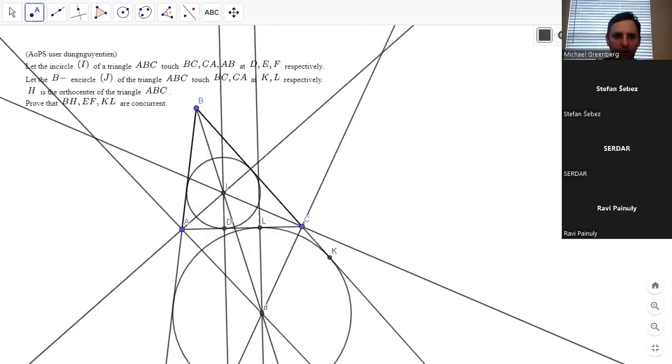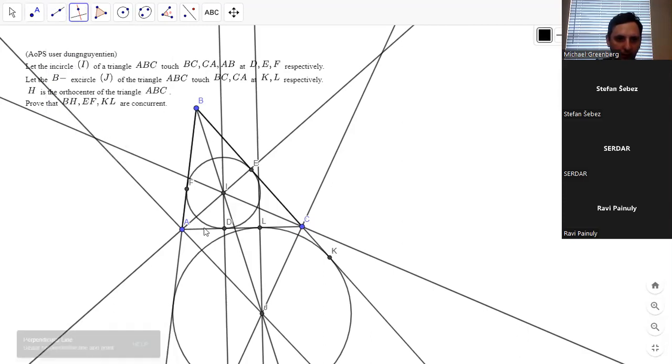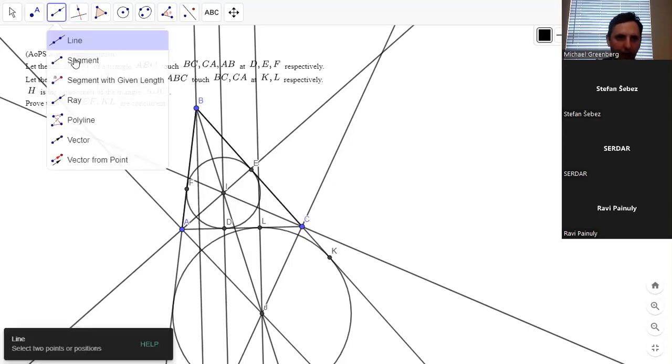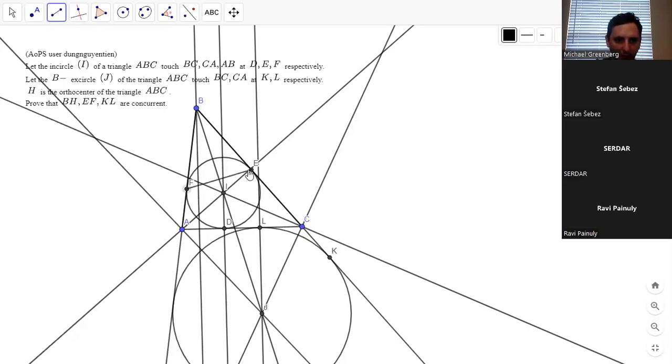Oh, so BH is just the altitude, so that's kind of silly. We just want to show that the altitude from B, EF, and KL are concurrent. Is this well known? It might be.